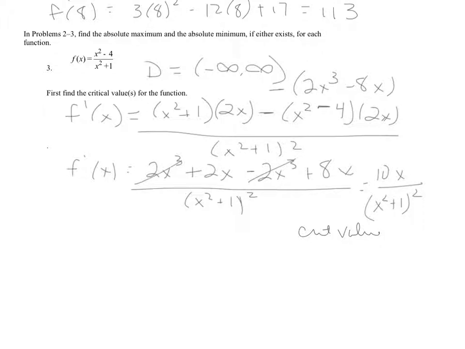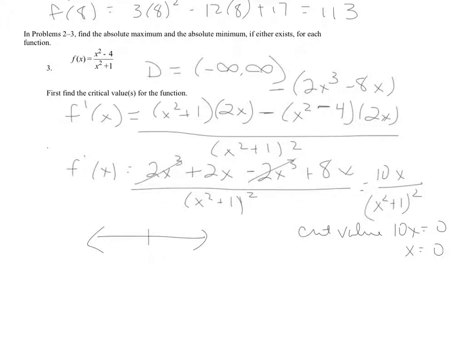Well, the denominator we said can't equal 0, but the numerator can, right? So if 10x equals 0, when x equals 0, that's my critical value. Now, because this is not a closed interval, first of all, I need to make sure I got a sign change there. Because if I don't have a sign change there, it can't be a max or a min. So let's finish off this first derivative sign chart.